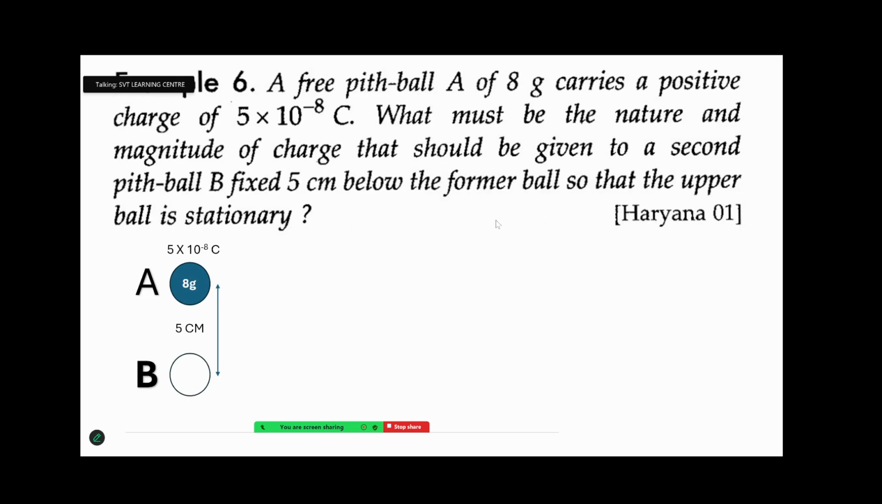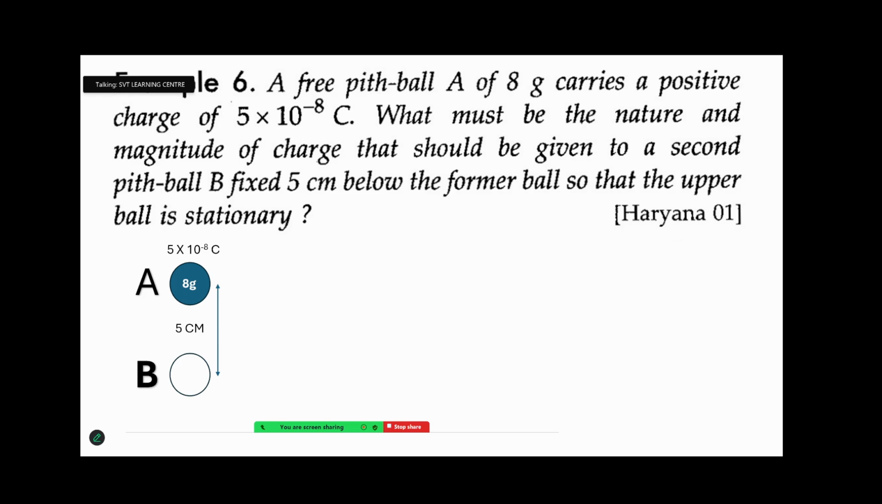In the second question we have a pith ball to which we have given a charge 5 into 10 raised to minus 8 coulomb. Its mass is 8 grams, so it will have a weight equal to 8 into 9.8 acting in the downward direction. We want to keep it stationary in the vertical line, so we need to have a charge placed at B. The question we are answering is what should be the magnitude of the charge and the type of the charge. Obviously the type of the charge should be positive because it needs to repel.